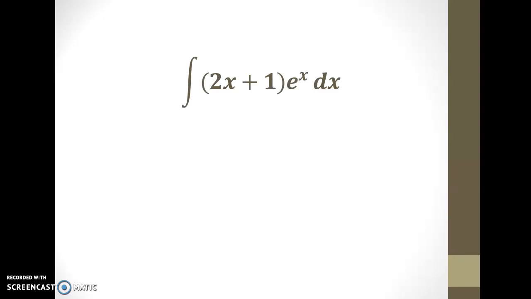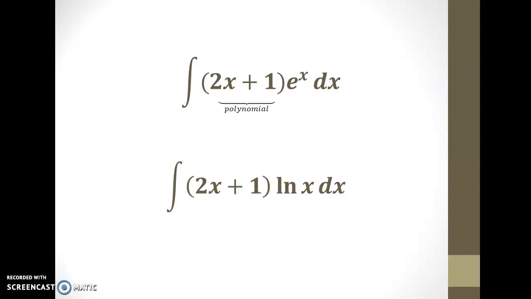So in our examples, the first one we were looking at involved a polynomial and an exponential. Polynomials always have priority when it comes to being attributed the label f, and in this case e to the x would have to be g prime. However, in our second example, logarithms have priority over polynomials, and therefore for that particular example, ln of x would play the role of f. 2x plus 1 would play the role of g prime. And there you go. You have a starting point with which to work with the integration by parts formula.